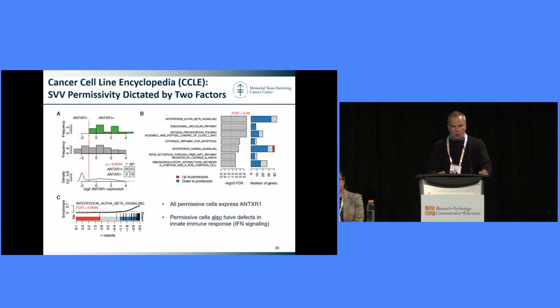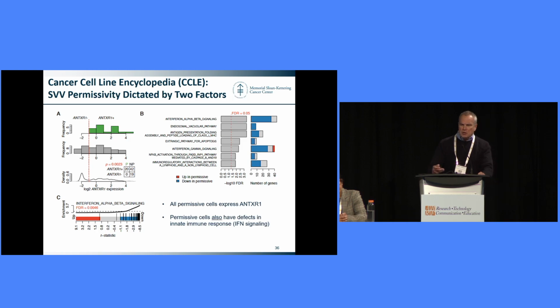Now, if you look at the small box that's in the center there under permissive, you see 20 and 0 for ANTXR1 plus and minus. So that means if a cell or a patient's going to respond to Seneca Valley virus, they have to have ANTXR1. But if you look over to the non-permissive, you see there are a number of other cells that have the Seneca Valley virus receptor but aren't susceptible. So why is that? There has to be a second factor.